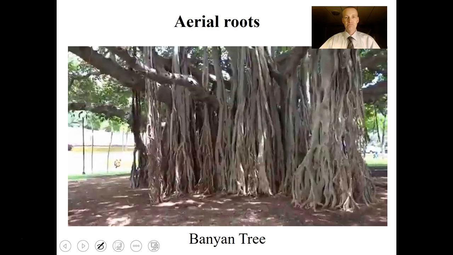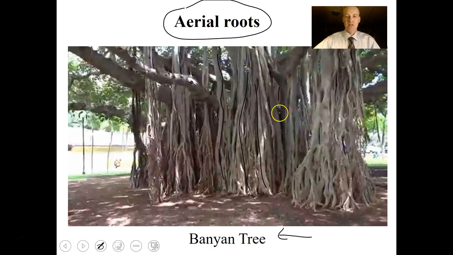Another type of root would be an aerial root. And in this example right here, a banyan tree, it has roots that come down from the stems and it anchors the plant and helps it to be able to grow in girth. Or as it grows in girth, it helps to anchor it to the ground so it doesn't fall over.